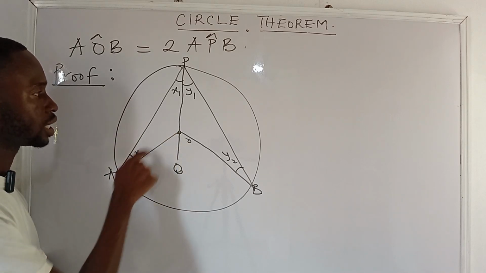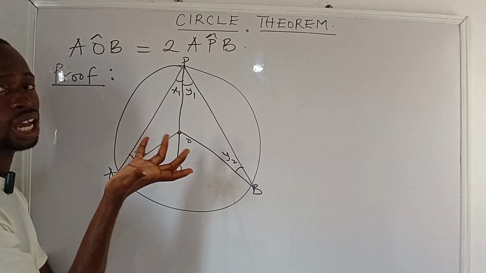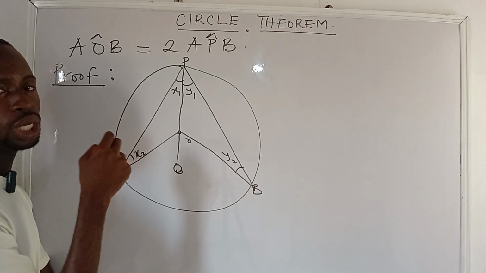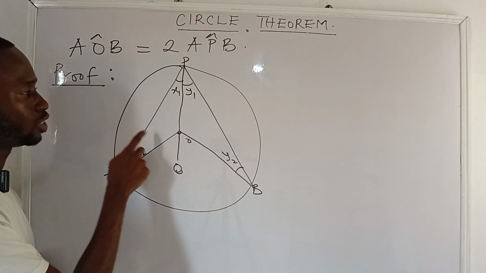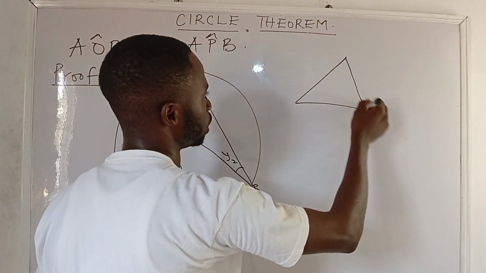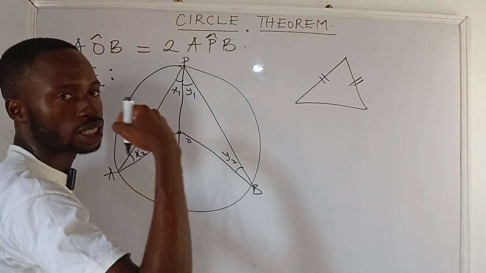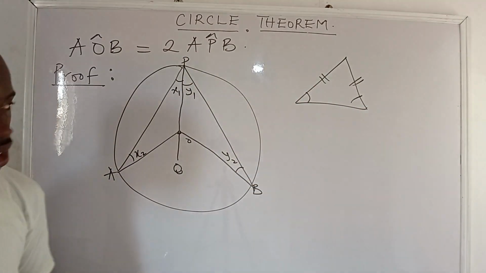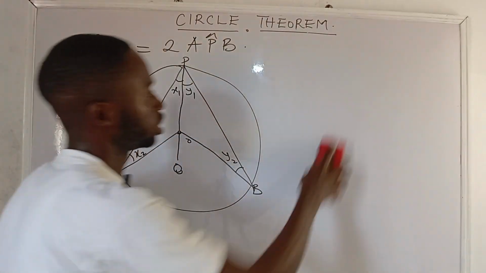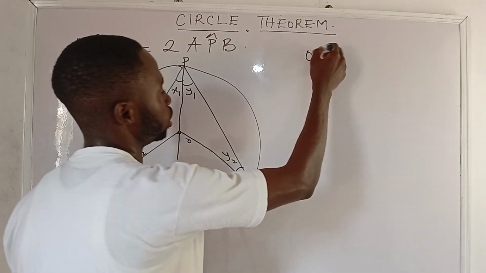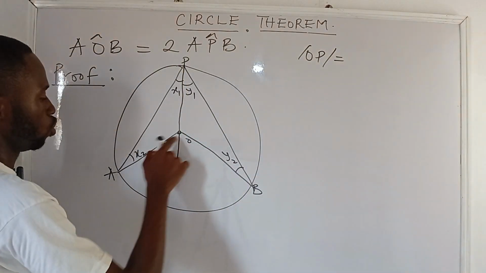So we could conclude that this line and this line are the same because they have the same length, they are both radii. Then if two sides of a triangle are the same, the triangle itself is an isosceles triangle. That means that if this line is equal to this line, then the base angles will be the same. We would have that line OP is equal to line OA.